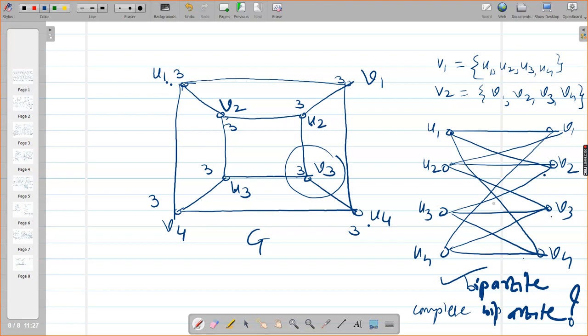And therefore, you will find that the degree of each vertex is 3. So every vertex of V1 is not adjacent with every vertex of V2. But every edge of G has one end vertex in V1 and the other end vertex in V2. Therefore, this is just a bipartite graph. This is not a complete bipartite graph. Everyone is following the difference? Yes, ma'am. Good.